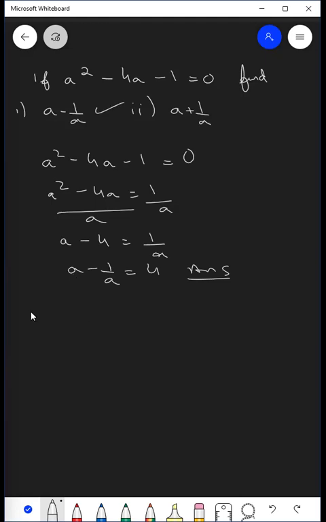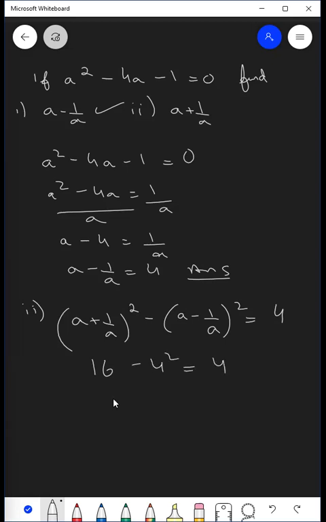Sir, I solved it, but then I thought it was wrong. Why do you think yourselves to be wrong? Have some confidence. Okay, then what about a plus 1 upon a? Sir, a plus 1 upon a the whole thing square minus a minus 1 upon a the whole thing square is equal to 4.